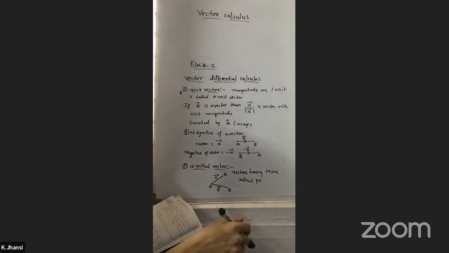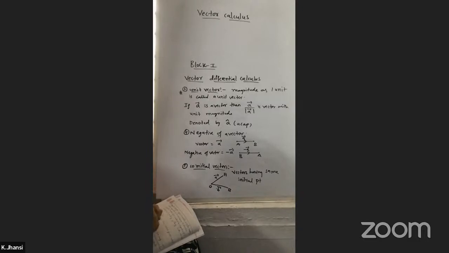Okay, next we have non-zero vector, which means a vector whose magnitude is not zero. In the name itself it is there: non-zero vector means it has some value. Instead of zero, it has some magnitude. So it is called a non-zero vector.